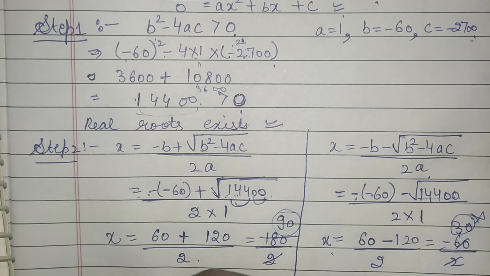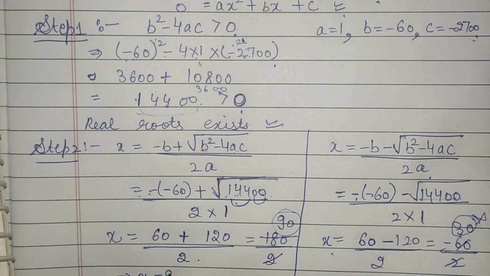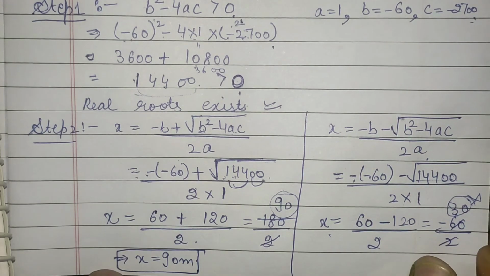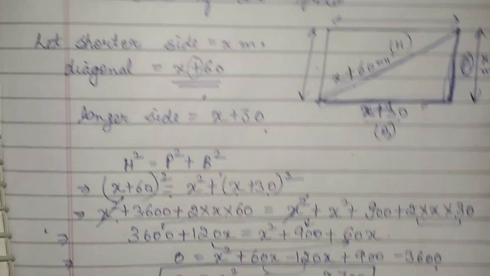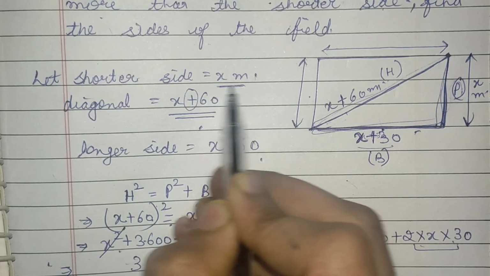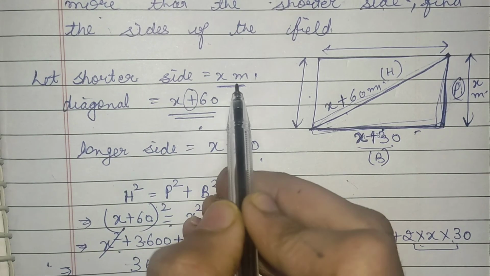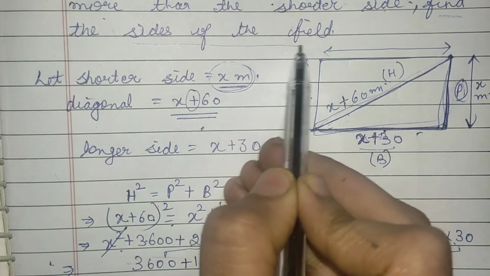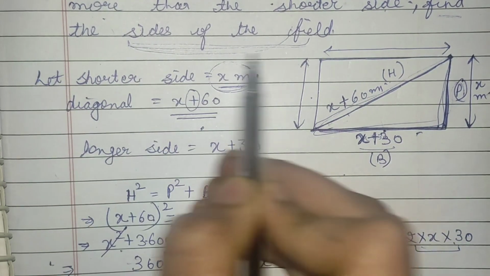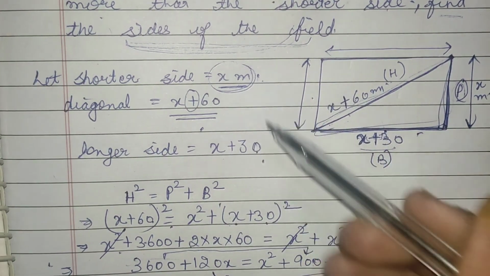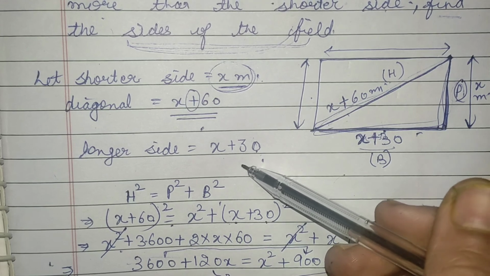Okay, so my answer will be that my shorter side is how much? My shorter side will be equal to 90 meters. So I imagined my shorter side as x. So my shorter side is x meter. And what do I have to find out? I have to find out the sides of the field. So do not forget to find out the second side, otherwise you will lose marks in your exam.